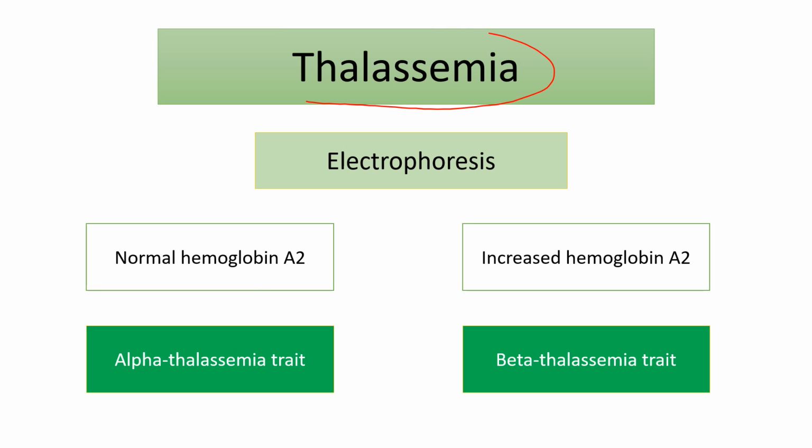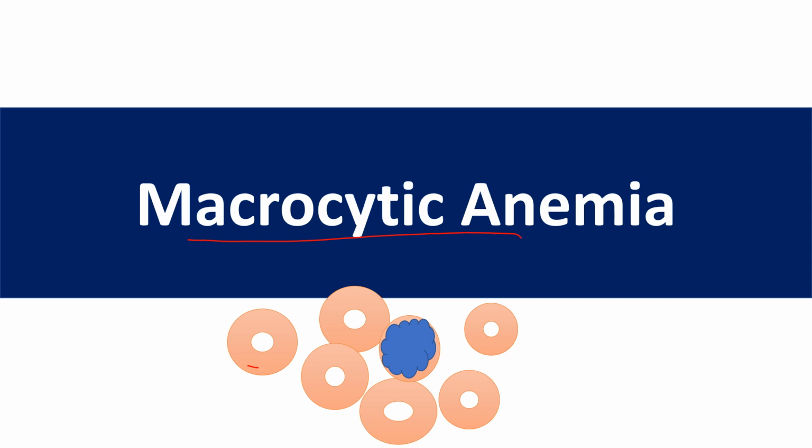If the initial labs are suggestive of thalassemia, the next step is electrophoresis. If hemoglobin A2 is normal, this is alpha thalassemia trait. If hemoglobin A2 is elevated, this is beta thalassemia trait. Microcytic anemia: the size of red blood cells is smaller than the size of the nucleus of a mature lymphocyte.